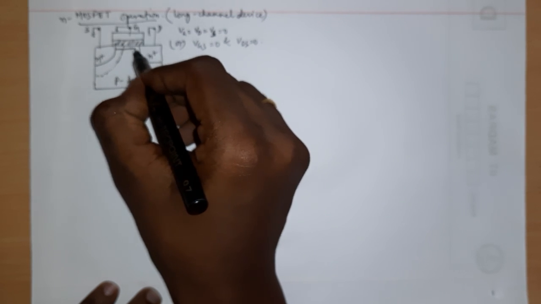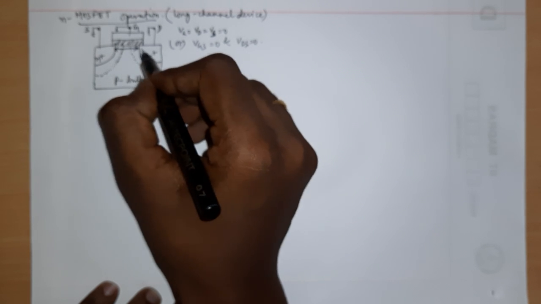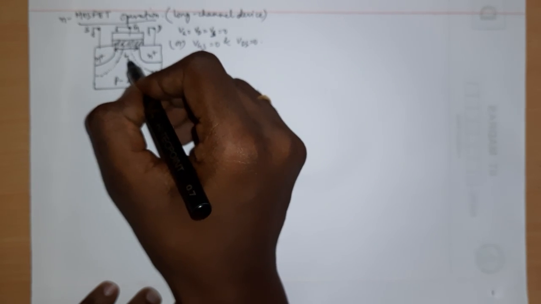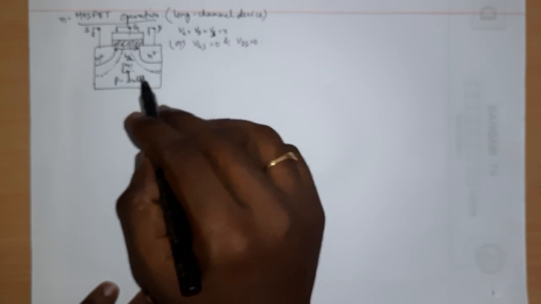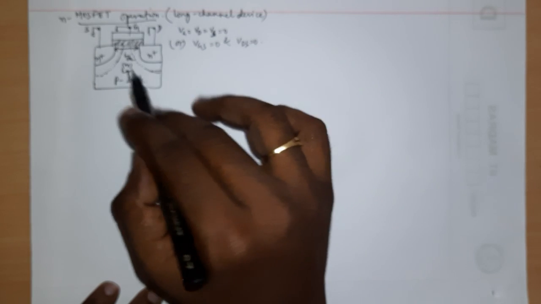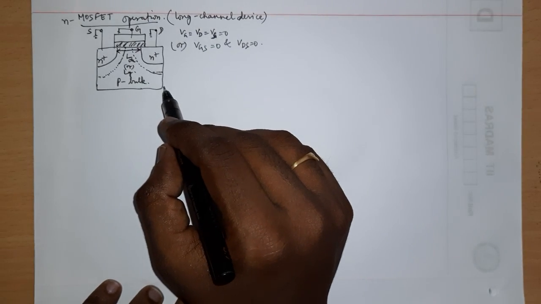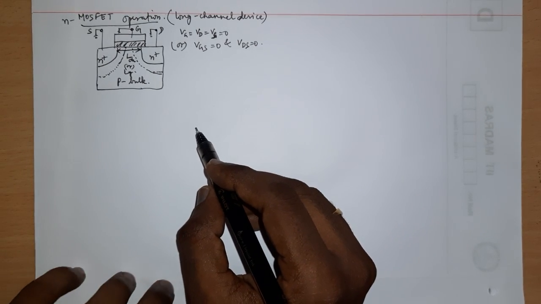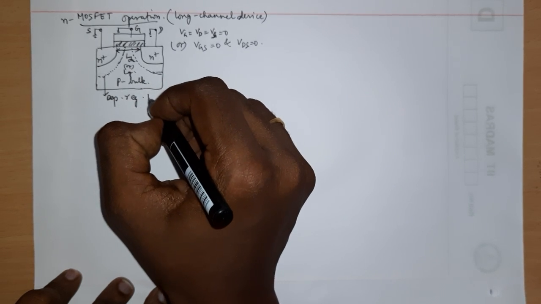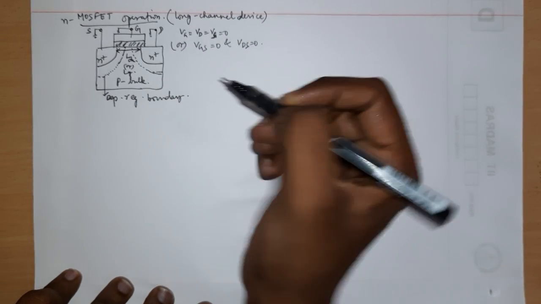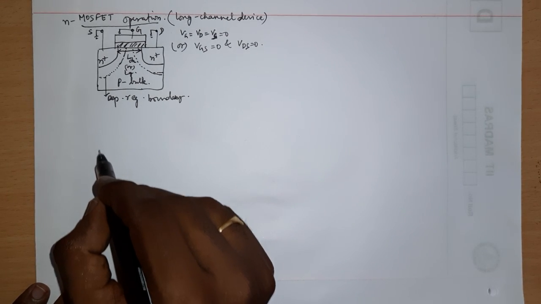And this particular portion, from the extent of the boundary from the source side N plus region to the drain side N plus region, is called the channel length, L channel, or you can even call that the gate length as far as this technology is concerned. Whatever you are considering, it's more or less equal to the gate length. And this is the depletion region boundary.